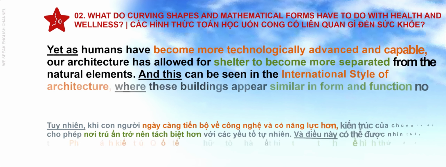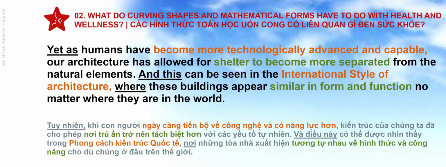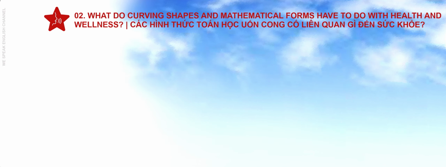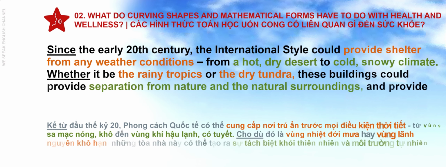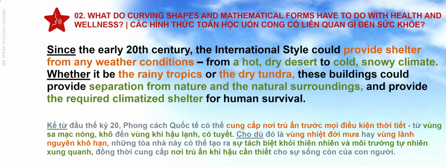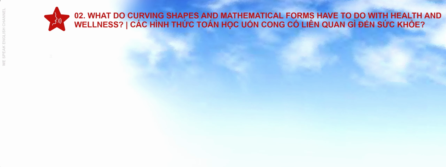Yet as humans have become more technologically advanced and capable, our architecture has allowed for shelter to become more separated from the natural elements. And this can be seen in the international style of architecture, where these buildings appear similar in form and function no matter where they are in the world. Since the early 20th century, the international style could provide shelter from any weather conditions, from a hot, dry desert to a cold, snowy climate. Whether it be the rainy tropics or the dry tundra, these buildings could provide separation from nature and the natural surroundings, and provide the required climatized shelter for human survival.